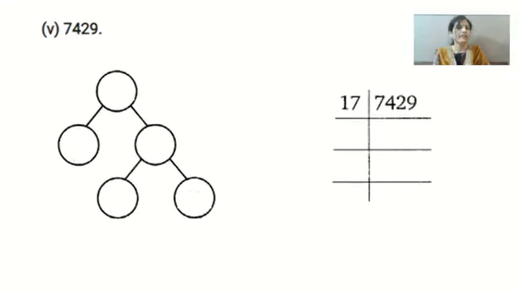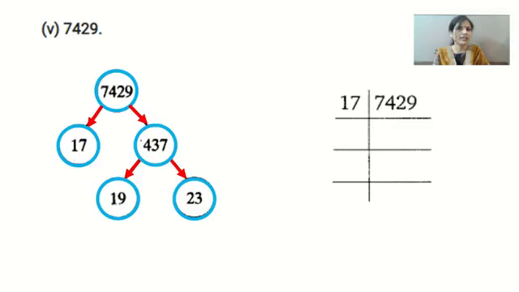All right, next is this number 7429, and we have to find prime factors of this number. This is the fifth question from question number 1, exercise 1.2. So 7429, and we will find the factors as 17 into 437. Again we can find factors of 437 as 19 into 23.